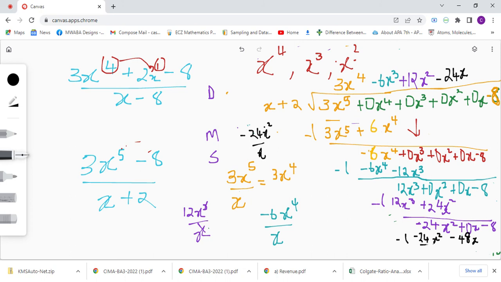We subtract. Negative 24 minus negative 24, 0. Then 0x minus negative 48x, negative and negative give positive 48x. And we bring down our 8 here. Then we repeat the process.